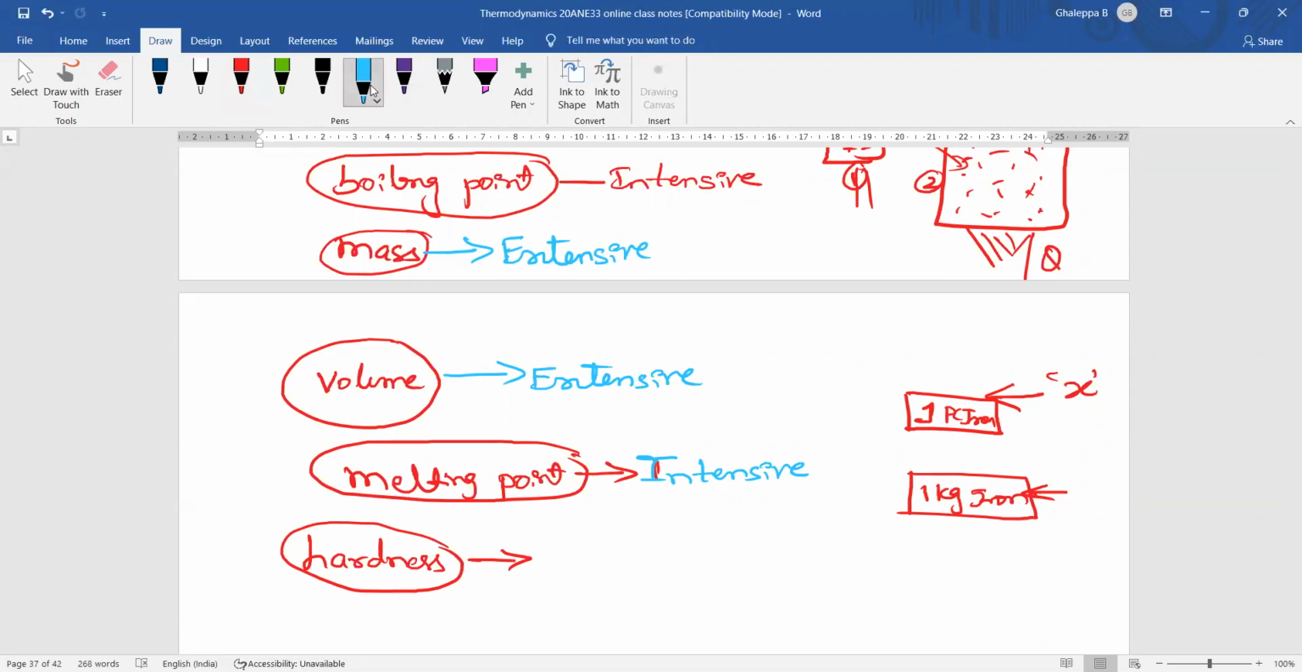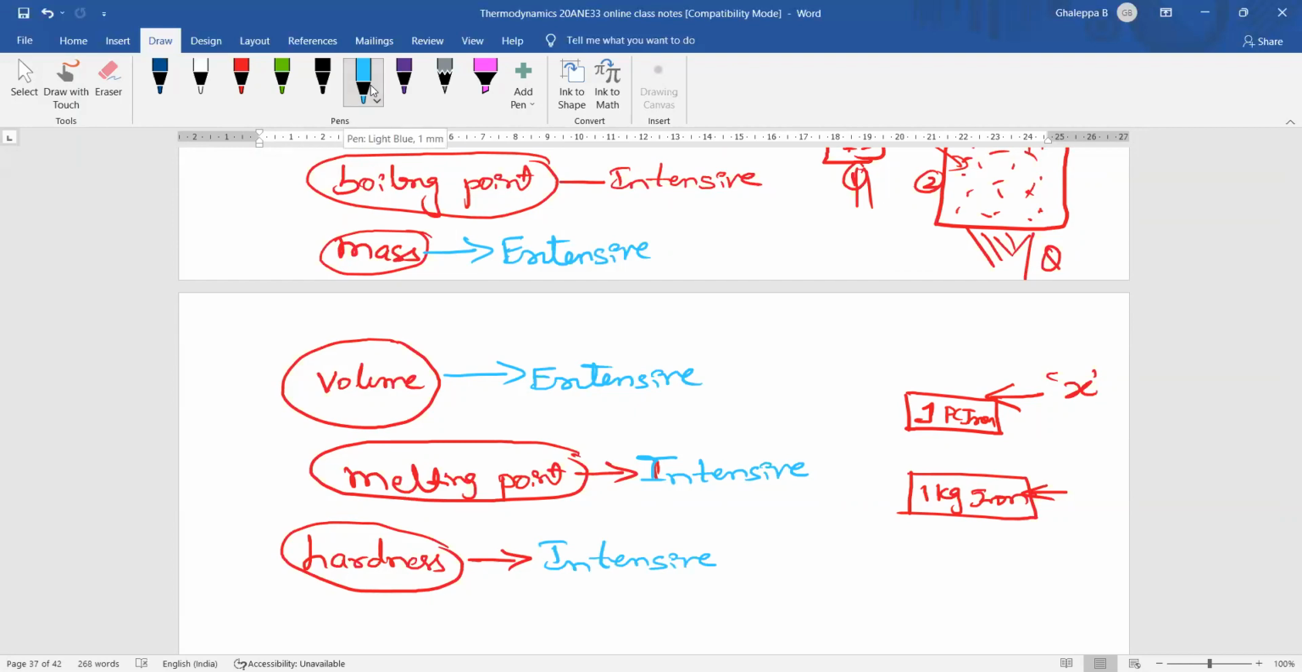It does not depend on mass, because if you take 1 gram of iron and measure the hardness, it will give the same value as when you take 1 quintal of iron and measure the hardness. The hardness value will not change. Maybe it may take more load, more force, more pressure to bend it or make it into a different structure, but the hardness value remains the same. So it is an intensive property.